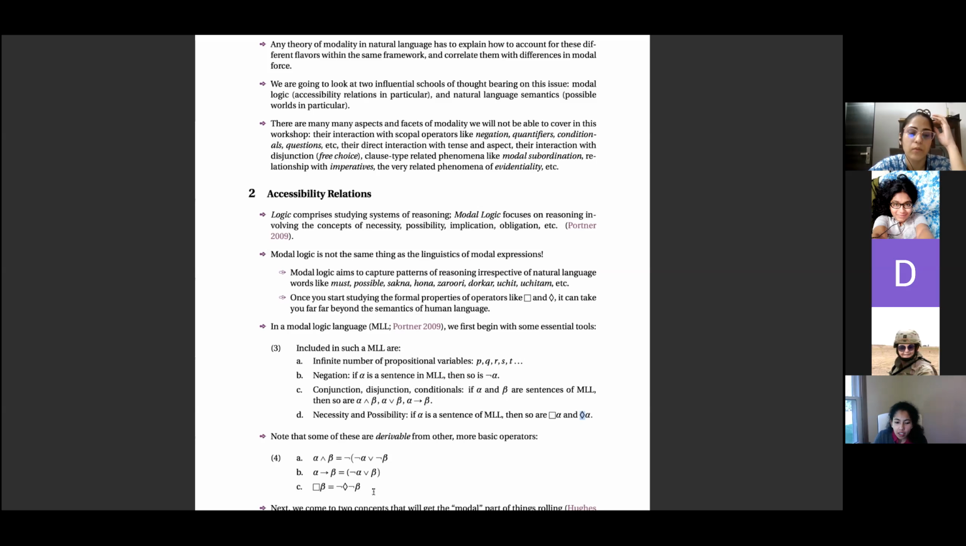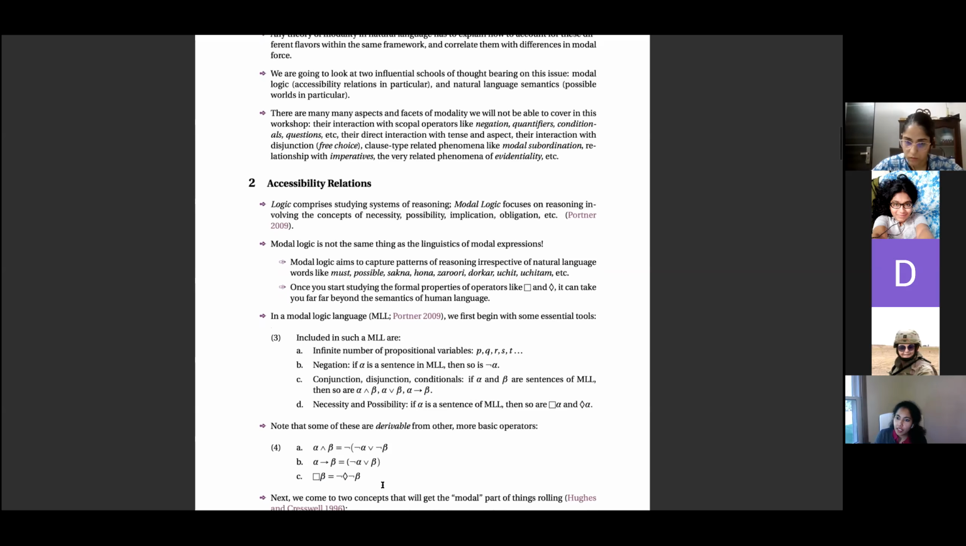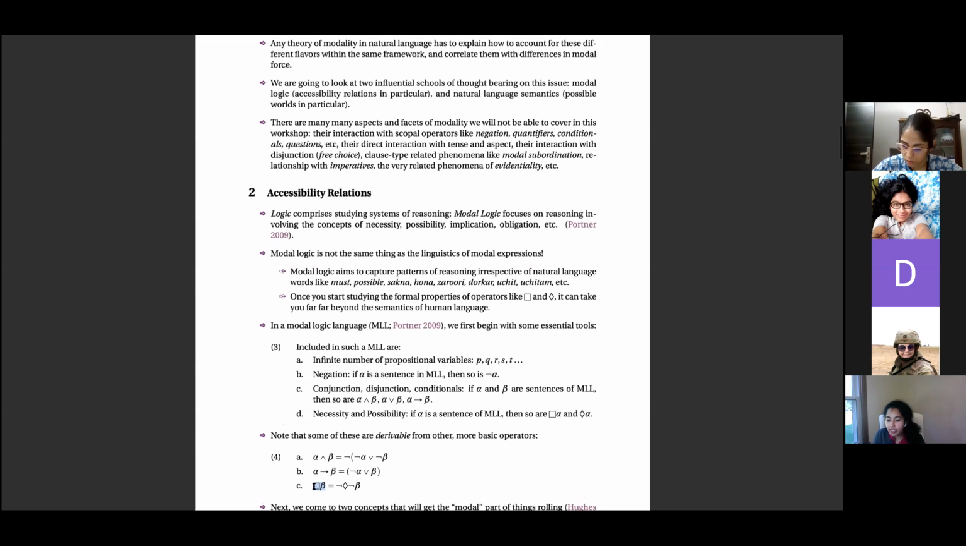And then we have a modal statement: necessarily beta is equivalent to saying it is not the case that it's possible that not beta. So think about it. If you're saying necessarily something, then you're saying it is not the case that there is a possibility that it can be negated.